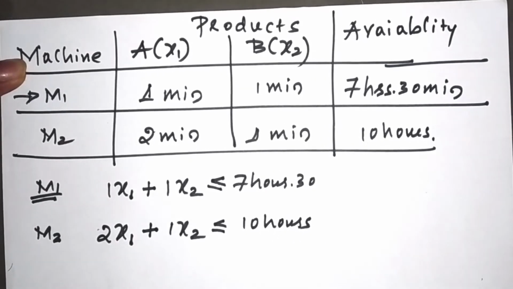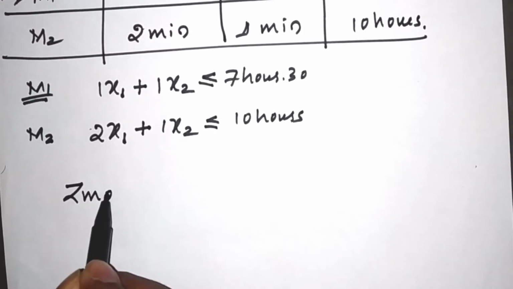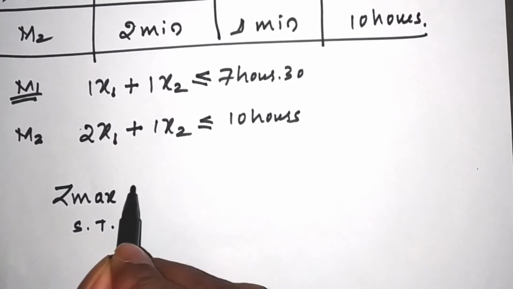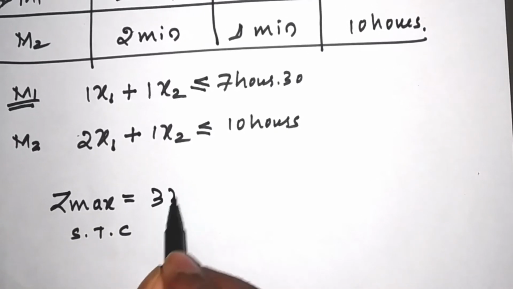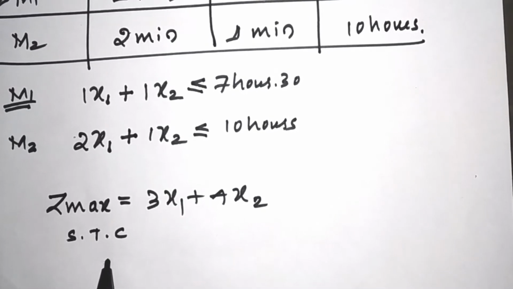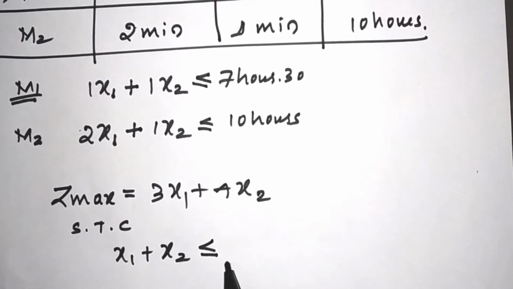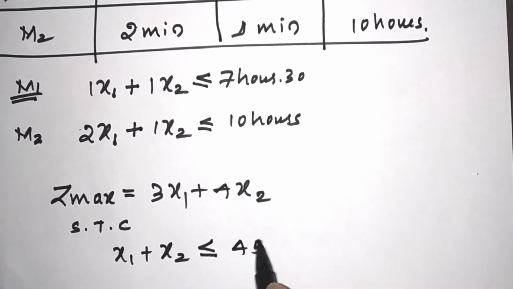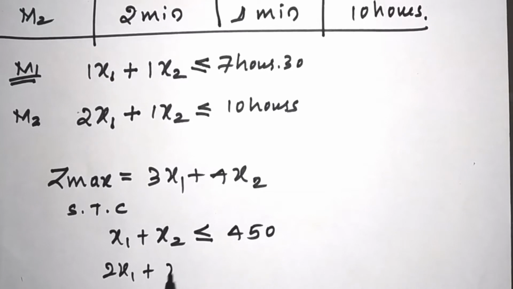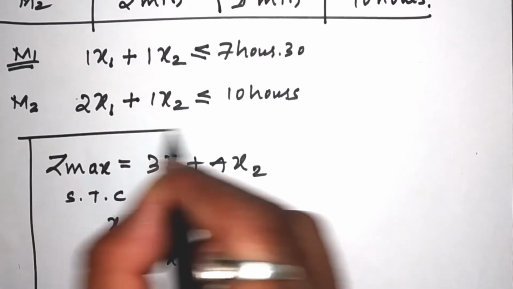So these are the only two constraints in the problem, and my final answer you can write in this format. First you write the objective function, and then after the objective function you write down the constraints, subject to constraints. The objective function that I have got is 3x1 plus 4x2, and these are the two constraints which I have written here. That is, 1x1 plus 1x2 is x1 plus x2, less than or equal to 7 hours 30 minutes, which is equal to 450 minutes. I am converting everything to minutes. And then 2x1 plus 1x2 is less than or equal to 600 minutes. So this ends the first section, that is the formulation.